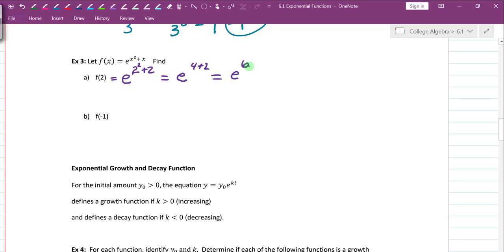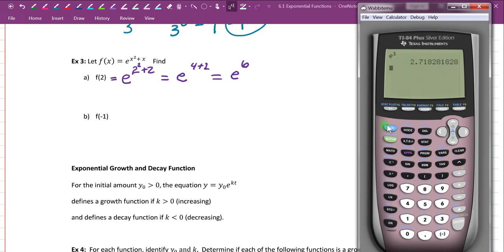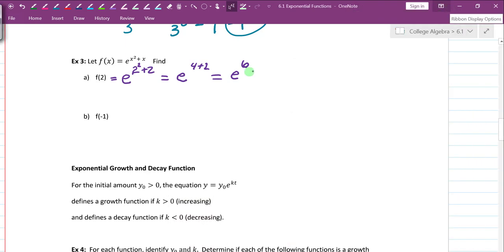So I told you to grab your calculator, so grab it out and let's punch in e to the 6th. On my calculator, it's going to look like this: I'm going to hit this, and then this, put a 6 right here, and hit enter. And I'm going to get 403.4. If I round to 2 decimal places, 403.43. So that's what I want you to look for. Grab your calculator, make sure you can do this, and this should equal 403.43. That is going to be your answer. Please make sure you check this on your own calculator.